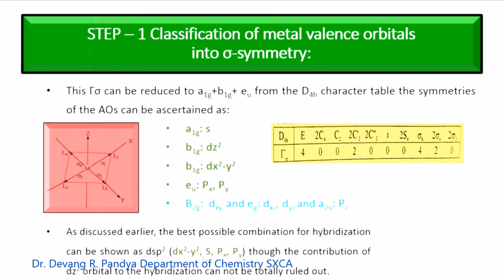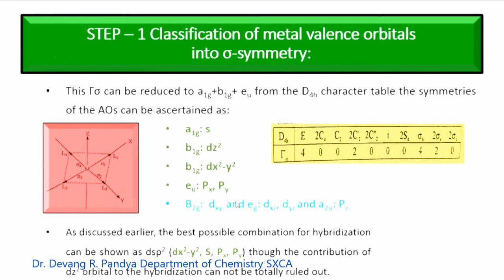So you need to keep in mind that 3d x square minus y square, 4s, 4px and 4py are the only axial orbitals which will participate in dsp2 hybridization, and that is the way they participate in sigma bond formation or sigma interaction. That is why these are shown in green, while the rest will either partially participate in bonding or be non-bonding molecular orbitals. So they are blue in color.